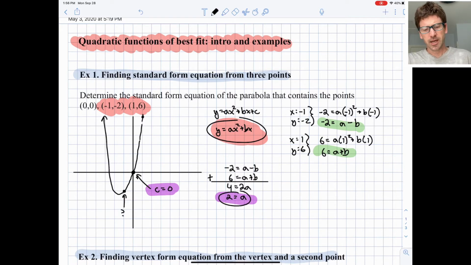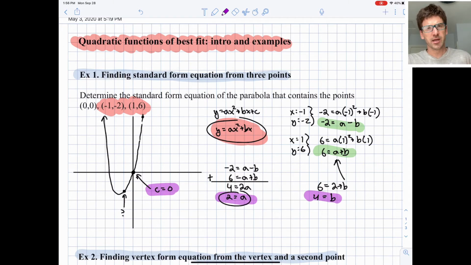We can plug our a value of 2 into any other equation that has an a and a b in it. And so I'm going to use this equation right here. 6 equals a plus b, but a is 2. So hopefully you can see that b is 4. So we found a, b, and c.